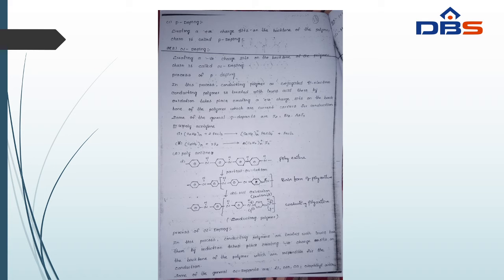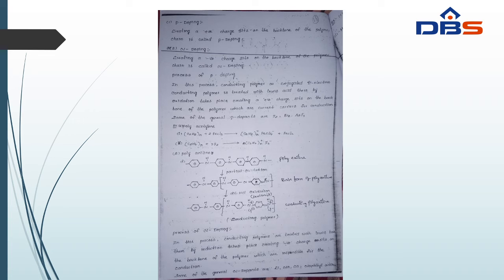Once again, the process of p-doping. In this process, a conjugated pi electron conducting polymer is treated with a Lewis acid. Thereby, oxidation takes place, creating a positive charge that sits on the backbone of the polymer, which are current carriers for conduction. Some of the general p-dopants are iodine, bromine, arsenic fluorides, etc.